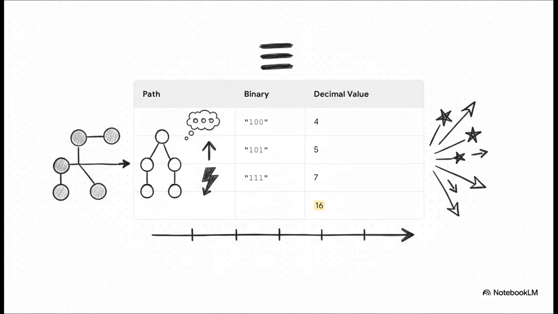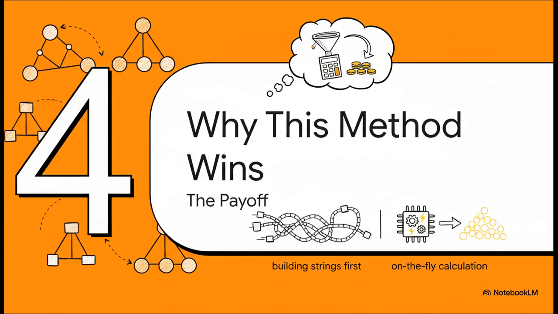So let's recap everything. We found 3 paths. They gave us the numbers 4, 5, and 7. You add those all up, and what do you get? 16. That's our final answer. So we got the answer, 16.